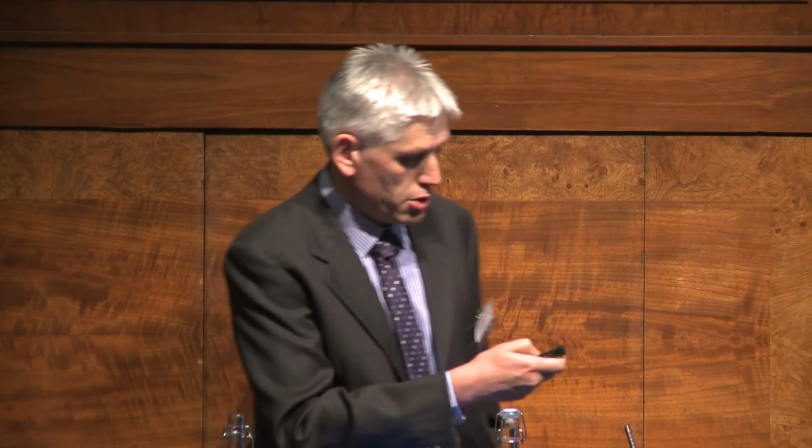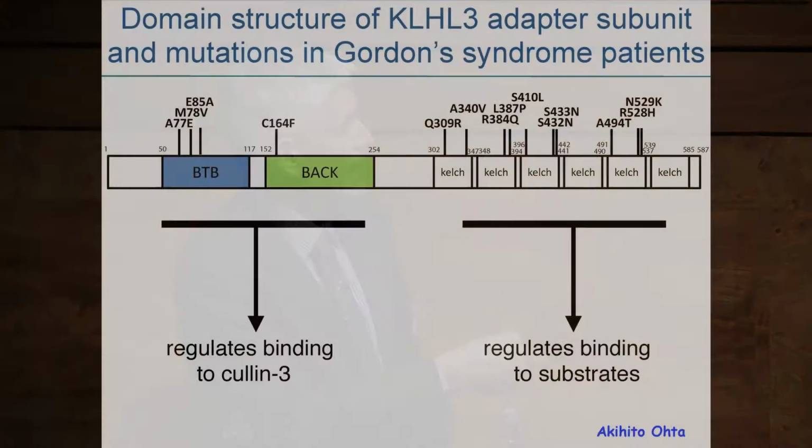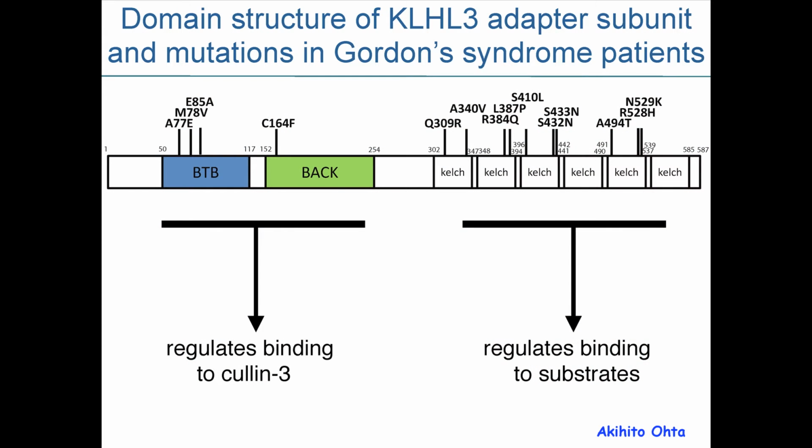I'll just go into a bit more detail now. So this is the molecular architecture of the KLHL3 subunit. It has a BTB-BACK domain, and this region of the protein regulates binding to Cullin 3. It also has six Kelch-like repeat domains, and this is known to regulate binding to substrates. And you can see that the human mutations that cause Gordon syndrome either lie in the domain that binds Cullin 3 or the domain that's predicted to bind to substrates.